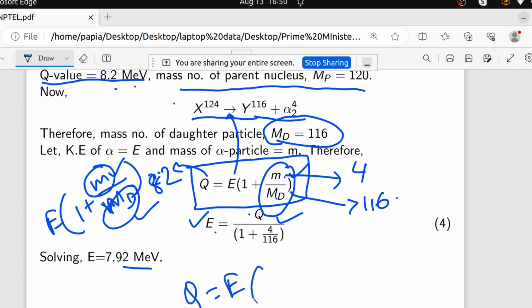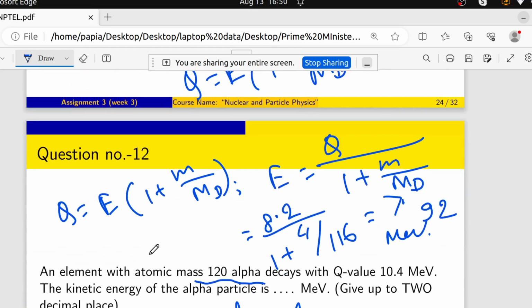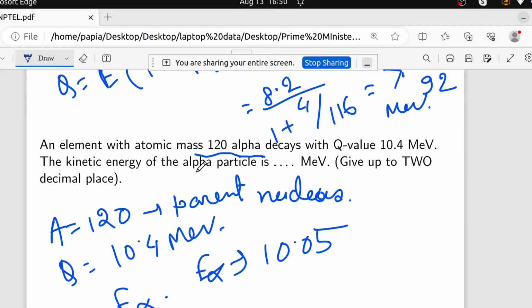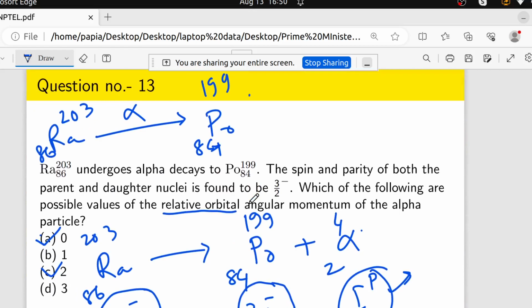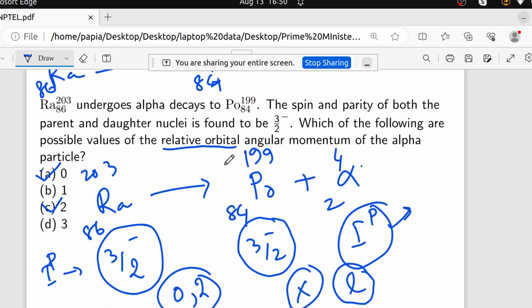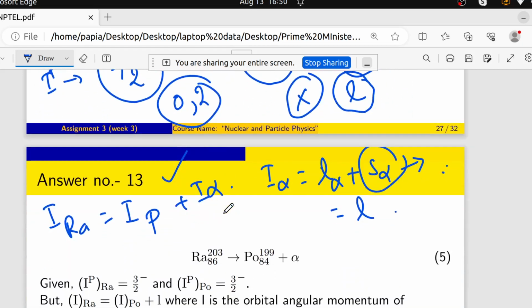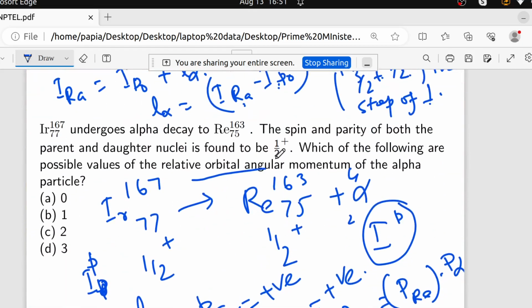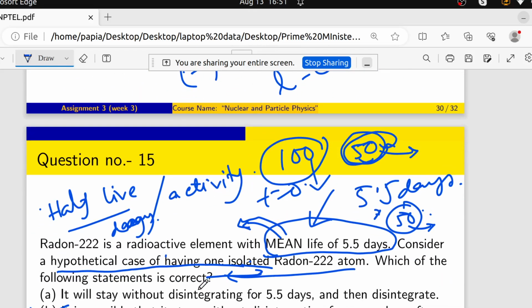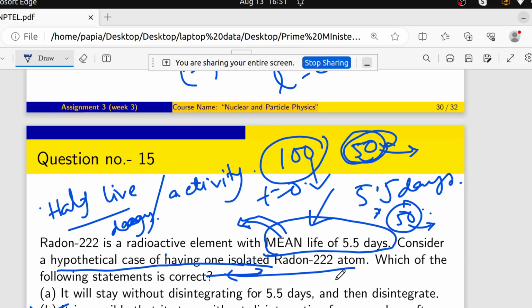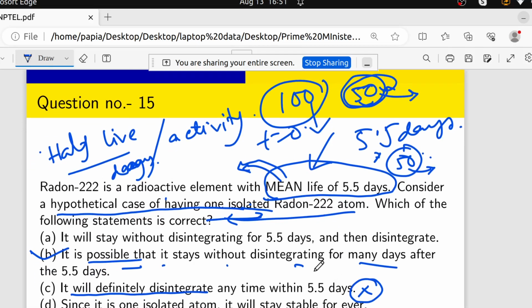Q is equal to E into 1 plus m by md. Now similarly, again the same kind of question, the alpha particle kinetic energy. Then question number 13 has 3/2 minus for the daughter particle and parent particle. Then what will be the value of the orbital angular momentum of the alpha particle? Very similarly the half plus is there, and in the 15th question it was showing that 5.5 was the mean life. So what does it mean as 5.5 days?